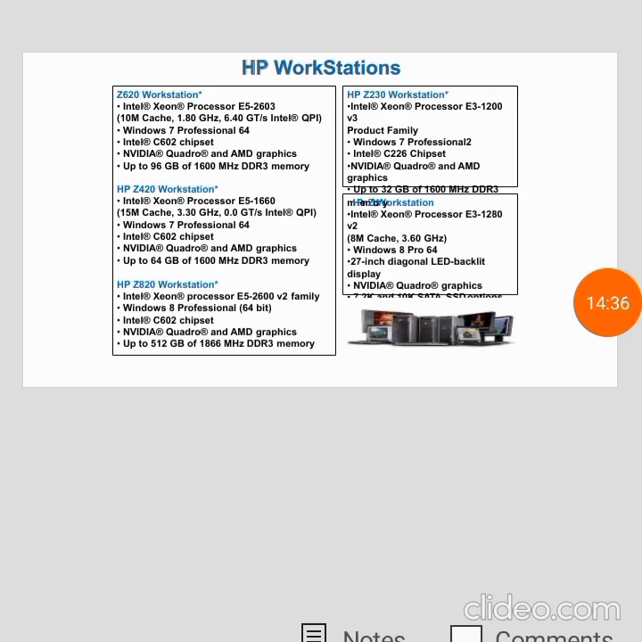So there is a comparison between HP workstations. There are the features of HP workstations. That is why HP workstations are the best to use.